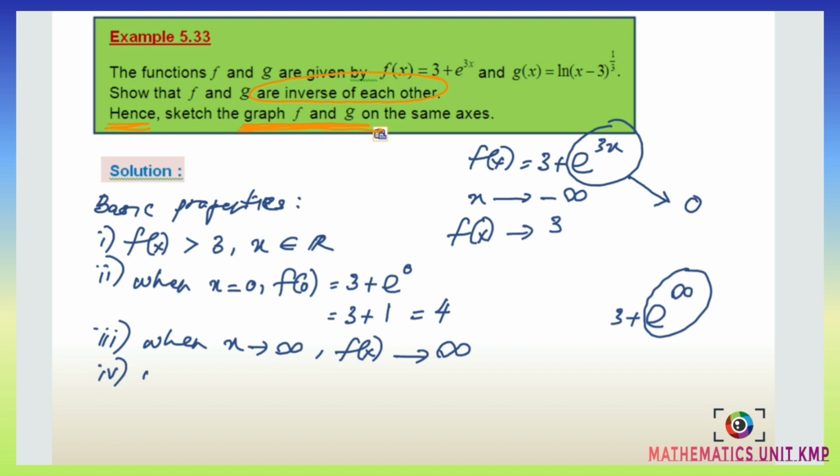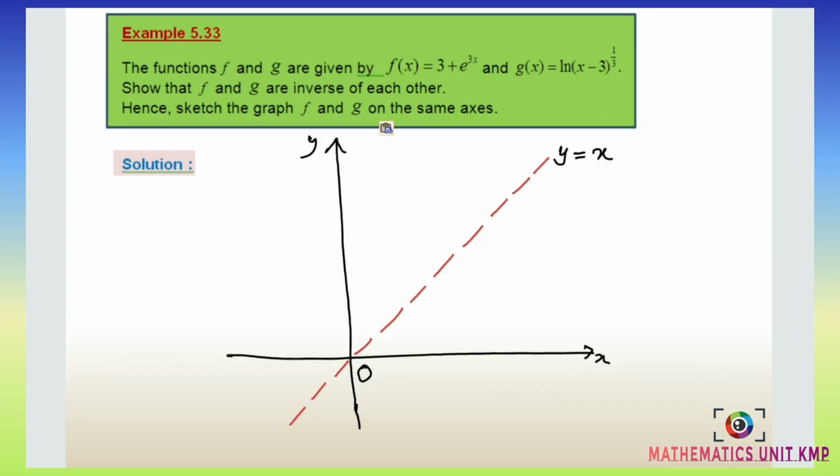And the fourth, when x approaches negative infinity, f(x) approaches 3. Now, we can sketch the graph exponential. To sketch the graph, first sketch the horizontal asymptote y equal to 3. And the graph intercepts the y-axis at 4.